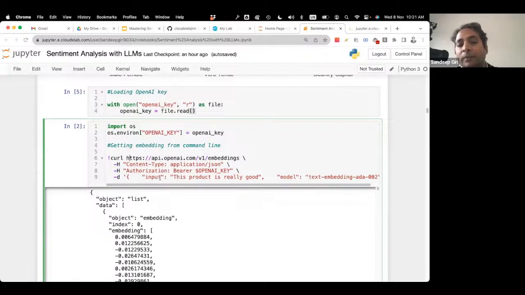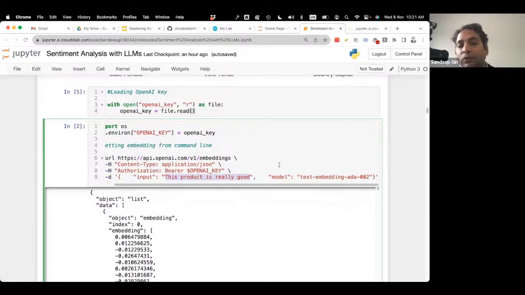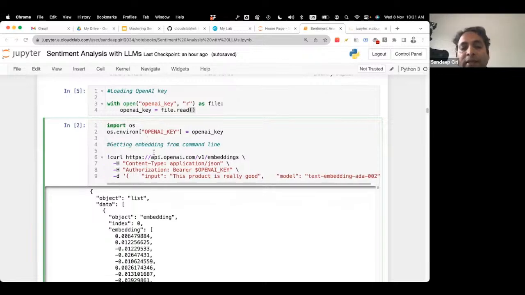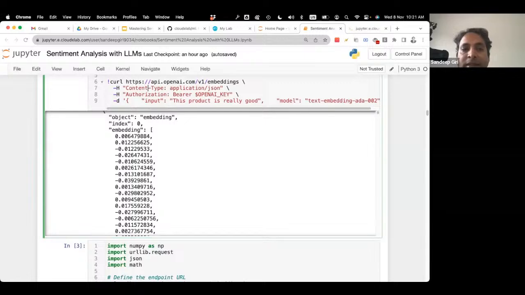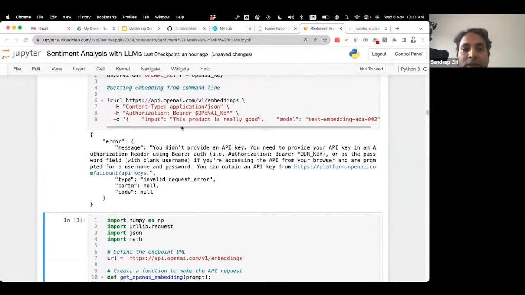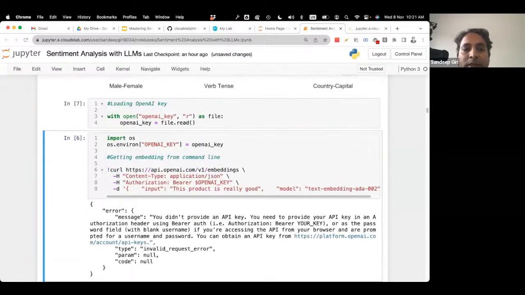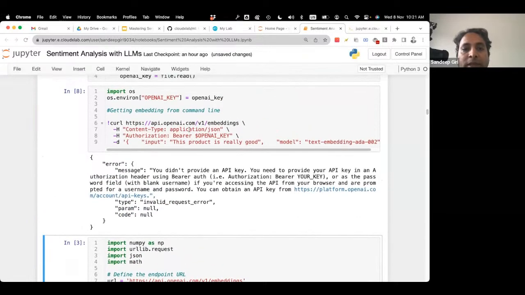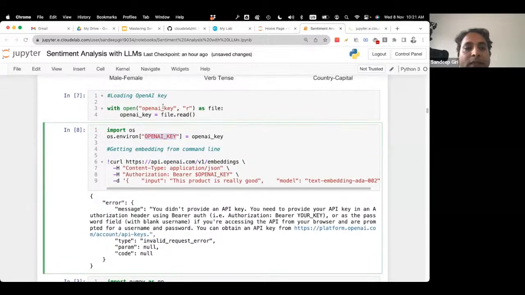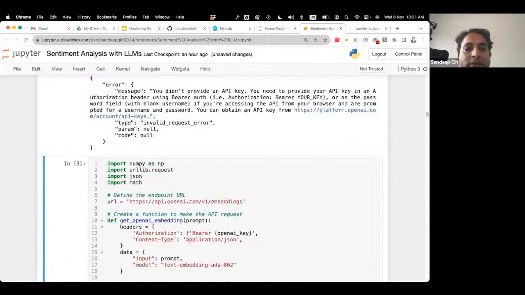It's like filling a form. I'm saying that the input is equal to "this product is good," and I want to use this model. And then OpenAI is giving me this return. You see that? Let me run it again. Okay. You did not provide an OpenAI key. Oh, you did not provide an OpenAI key. Let me try again. Ouch.